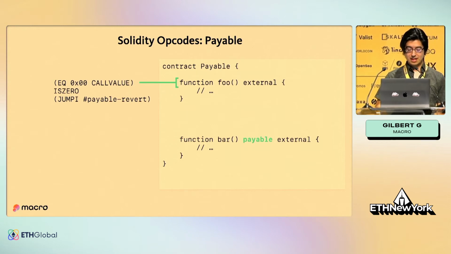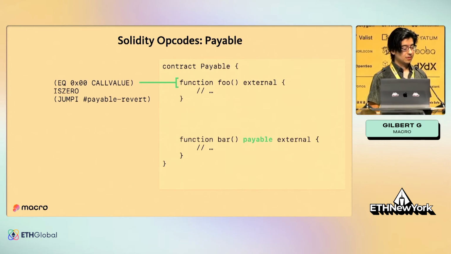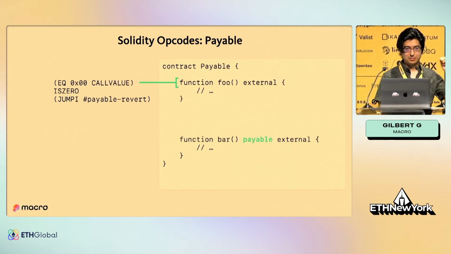So here are some opcodes that are a rough equivalent of non-payable functions. First, we take the call value and we see if it's equal to 0. And if it's not equal to 0, then we jump to some location in the bytecode that reverts. This hashtag syntax here, this is called a label in Trim. It's not EVM, this is Trim. And a label is just a position in your bytecode. So it's an easier way to jump to a specific spot in your bytecode without having to count bytes and manually type the number.